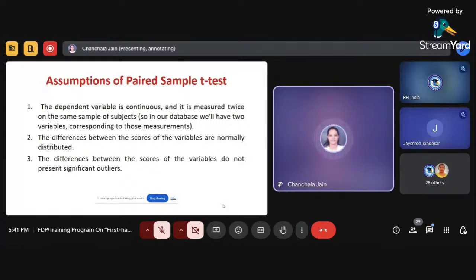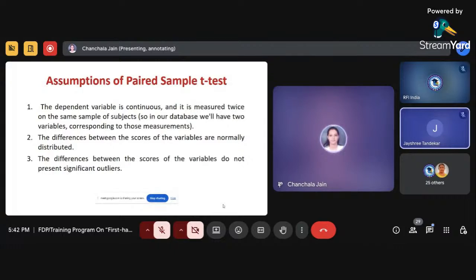Third assumption says that in the differences between the scores of variables, there should not be the presence of any significant outlier. So the difference of the score should be free from significant outliers. This is the third assumption of the paired samples t-test. So I hope all the three assumptions are clear and no doubt in that. Yes, ma'am. Okay, thank you. So moving ahead.